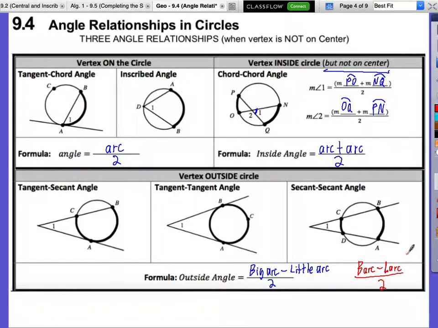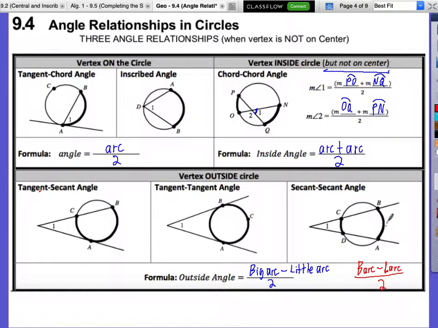We've gone on quite a few tangents. Once again, whenever the vertex is outside the circle, we'll do bark minus lark over 2. There will always be a big arc, there will always be a little arc, and we'll always divide by 2. Big arc minus little arc over 2. Bark minus lark over 2.